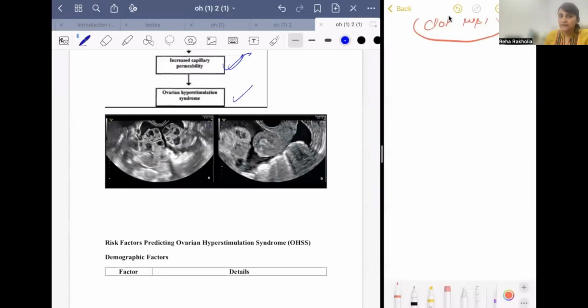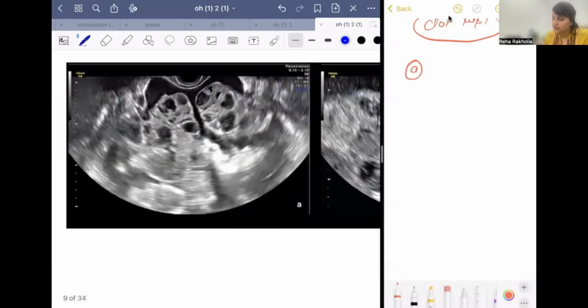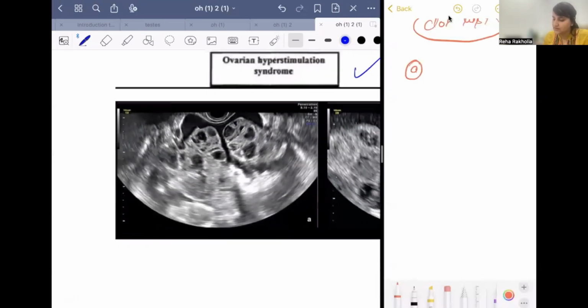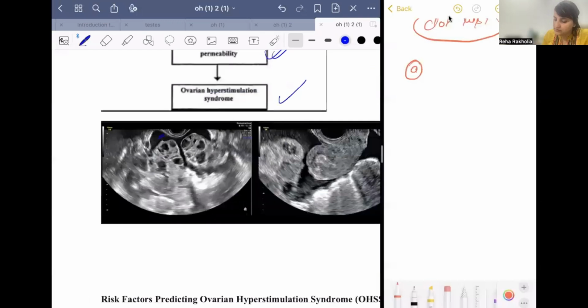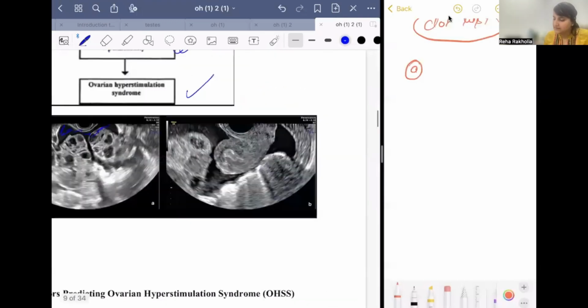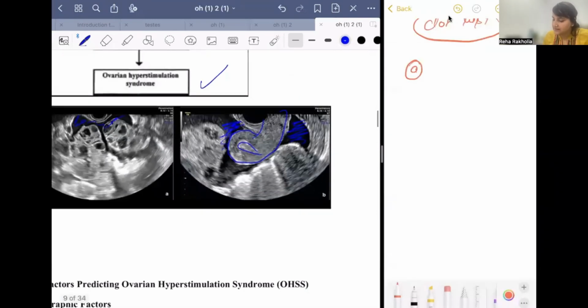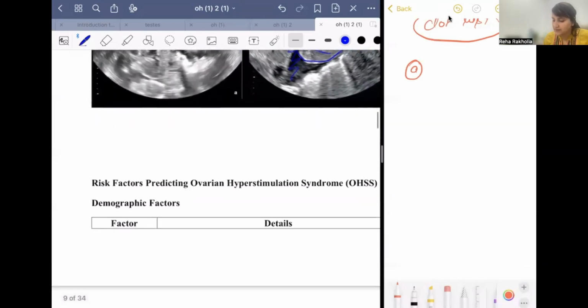Now these ultrasound images show OHSS. Image 1A shows enlarged ovaries with multiple large follicles, fluid filled, a classical sign of OHSS. And this fluid is also seen. See, image B, free fluid in the pelvis. This black area is all free fluid in the pelvis. This is uterus and this is endometrium. So this black area is all fluid, indicating fluid leakage due to increased vascular permeability.